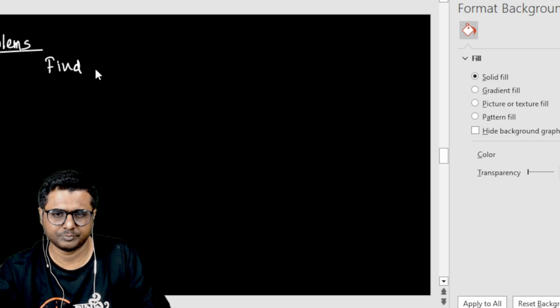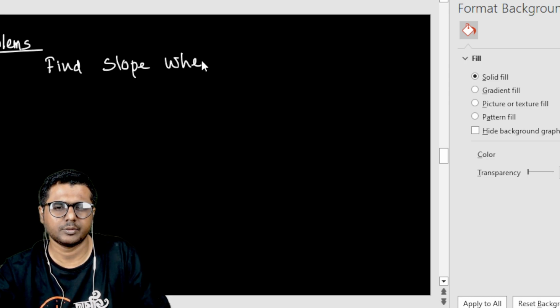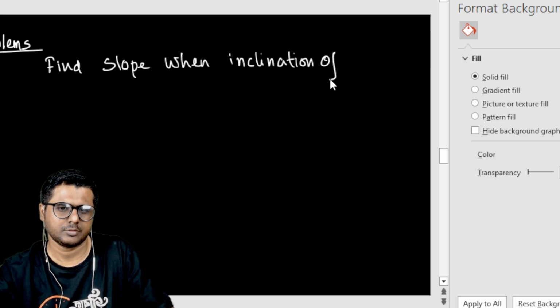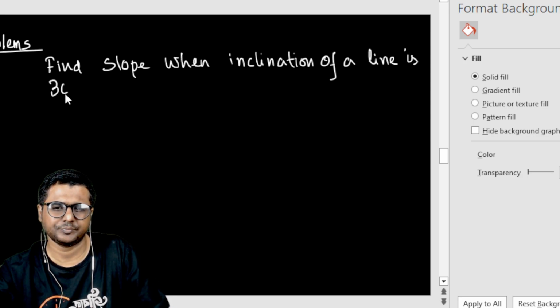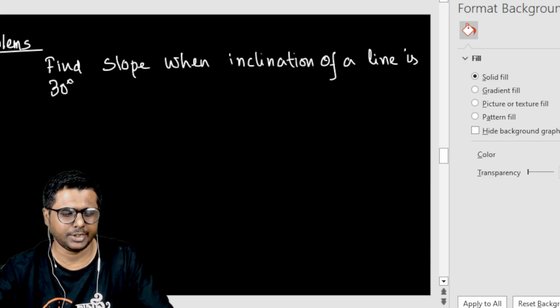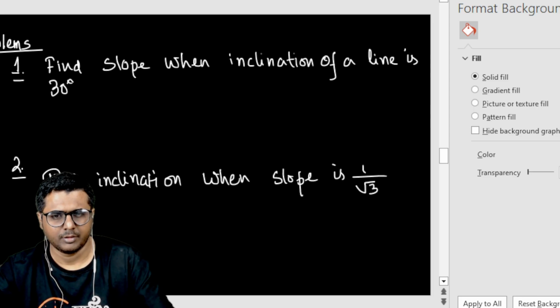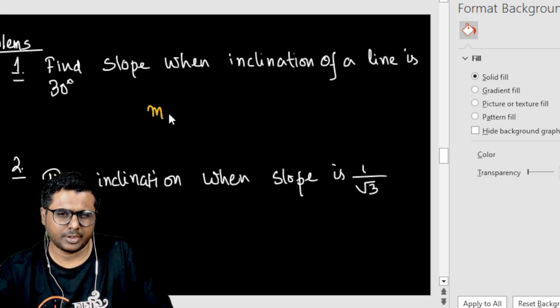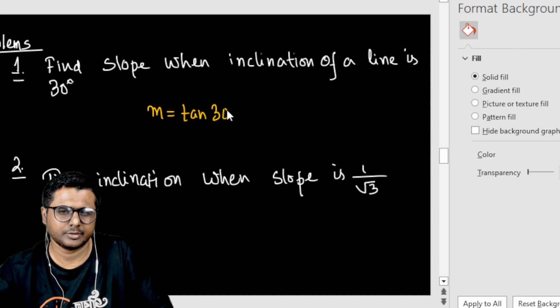Find slope when inclination of a line is 30 degree. Find out the slope when inclination of a line is 30 degree. So slope m is equal to tan of inclination. Inclination is 30 degree. So the answer is 1 by root 3.